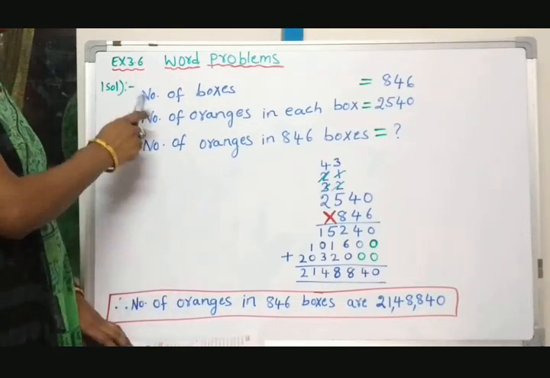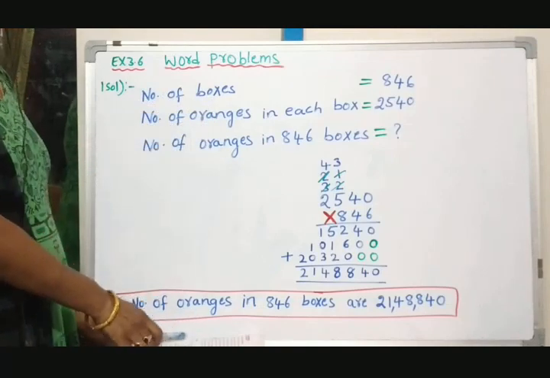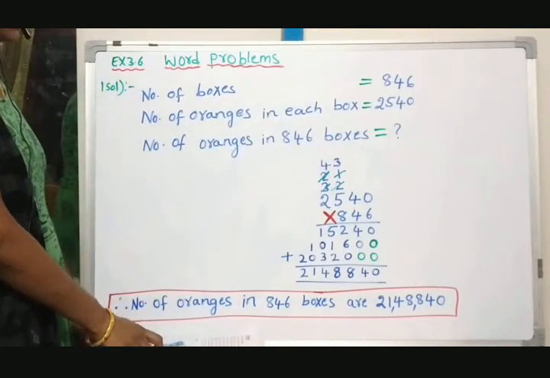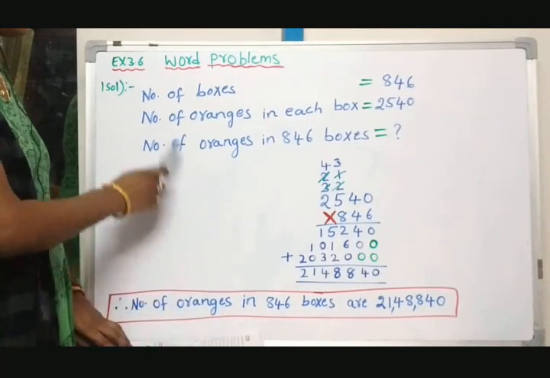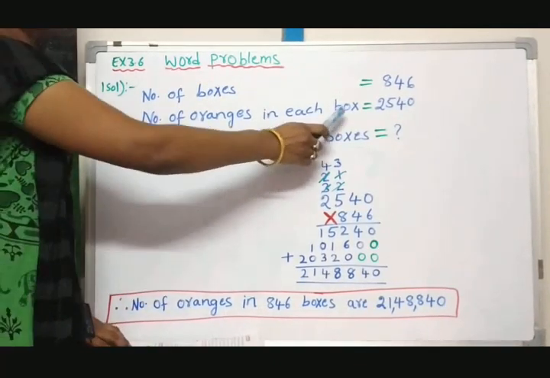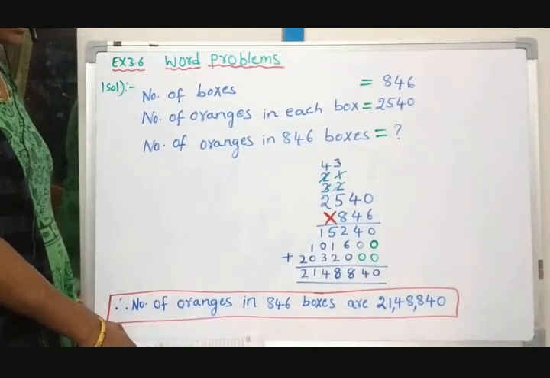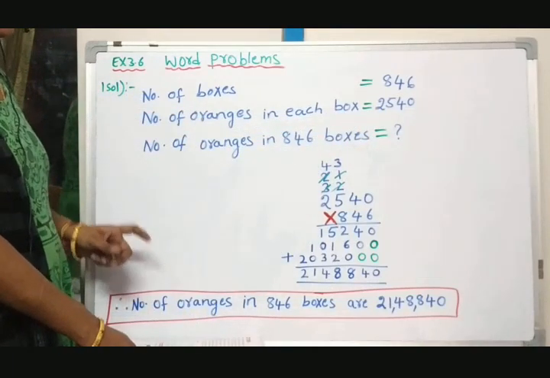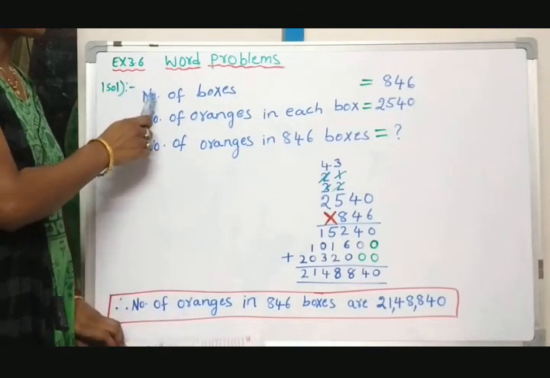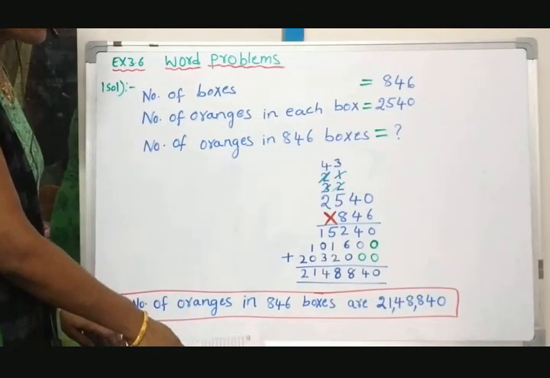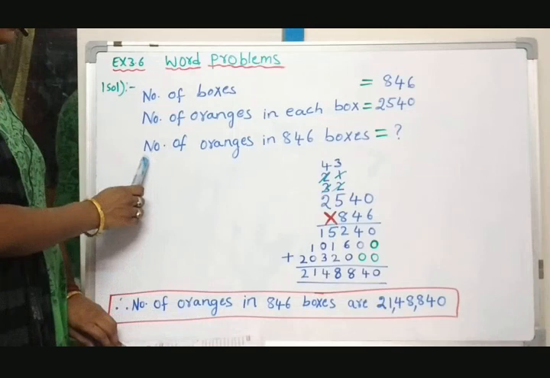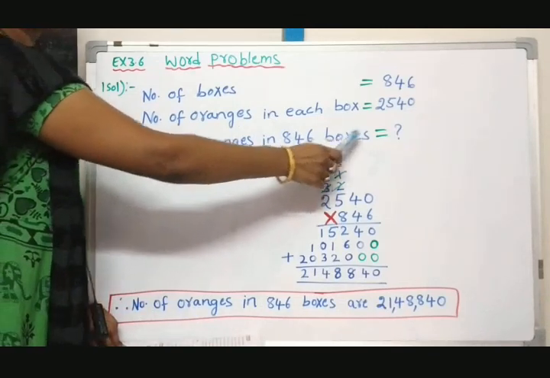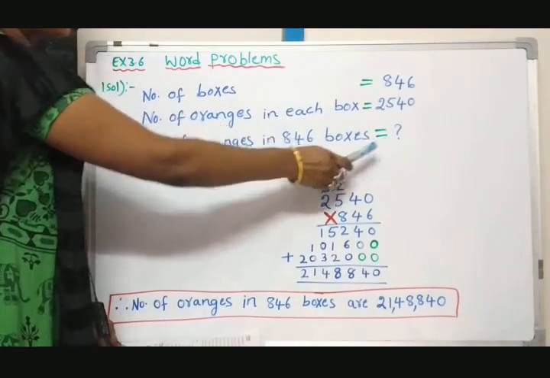So how do we write the statements? Number of boxes. The first statement tells the number of boxes. It is 846. And the second statement tells each box contains 2540 oranges. So number of oranges in each box is 2540. Here the word many is used, so we should start the statement with number of. Now we need to find out the number of oranges in 846 boxes. So the third statement would be number of oranges in 846 boxes. This is what we need to find out.